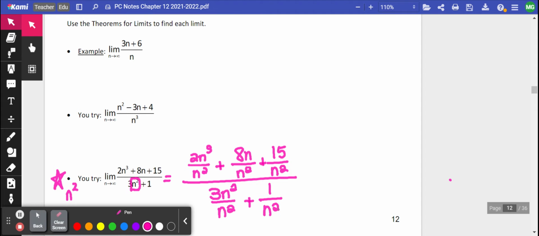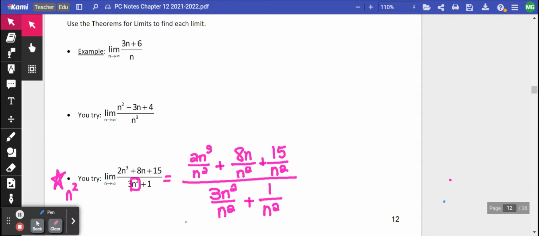And now what we can do is simplify. Let's see what we can do here. So n cubed over n squared, I can simplify that, so it's just 2n to the first. The second fraction, the 8, nothing's going to happen to the 8, but the n in the numerator and one of the n's in the denominator will cancel each other out. 15 over n squared, I can't simplify that. Here I have n squared over n squared. Those just cancel each other out, so I'm left with the 3. And 1 over n squared cannot be simplified.